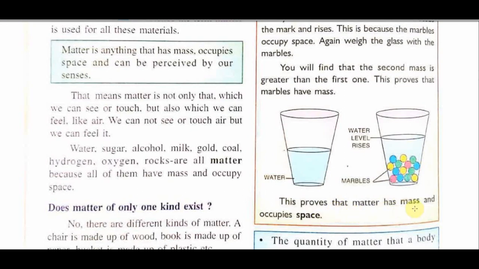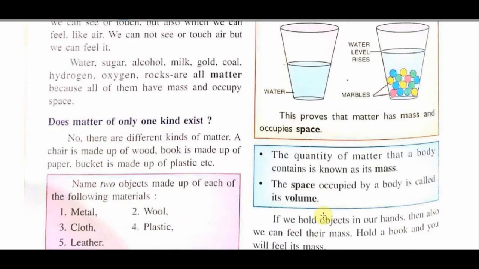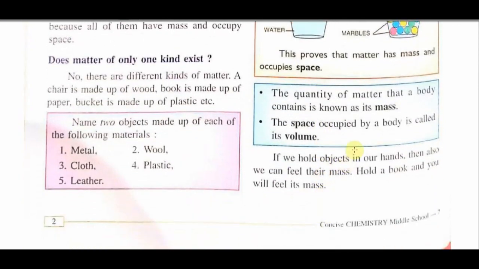Now water is also matter and marble is also matter. What is actually meant by mass? Students, please look at the right hand side of the screen. The quantity of matter that a body contains is known as its mass. The space occupied by a body is called volume. If we hold objects in our hand, then we can also feel their weight and mass. Hold a book in your hand and you will see that it has some mass.